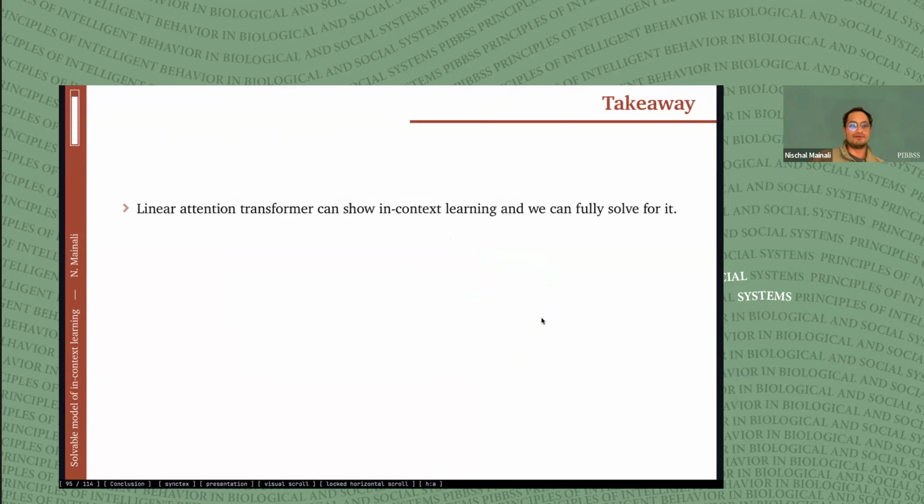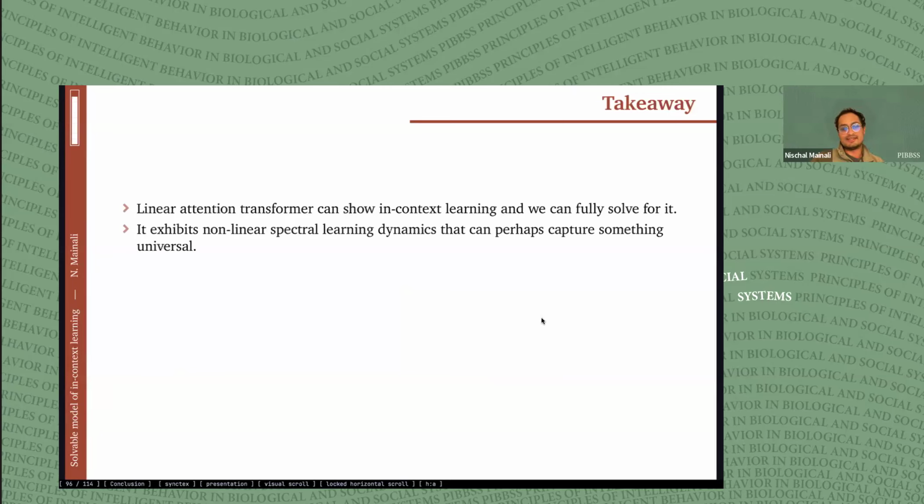I see that I'm at my time, but I will just take a few more minutes to highlight what the takeaways are from doing all this. First, there is a simple model that does in-context learning for regression, and we can fully solve for it. Second, it exhibits this nonlinear spectral learning dynamics. And there are various reasons to think it might be somewhat universal. People have done a lot of empirical work on this kind of thing in deeper networks, not transformers. And it seems to be universal even for more complicated models.